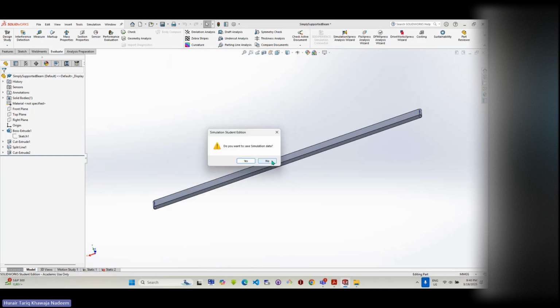Do you want us to save simulation data? Yeah, so you will not be able to do it, okay?